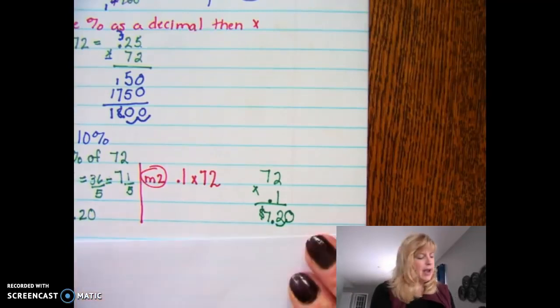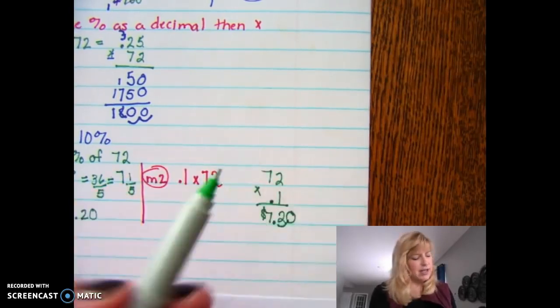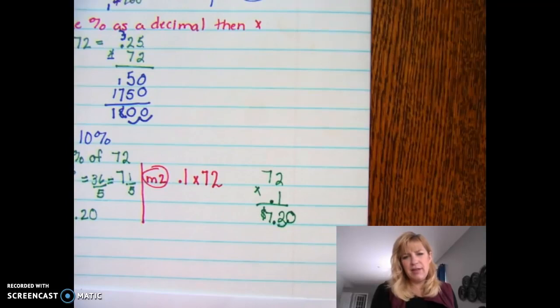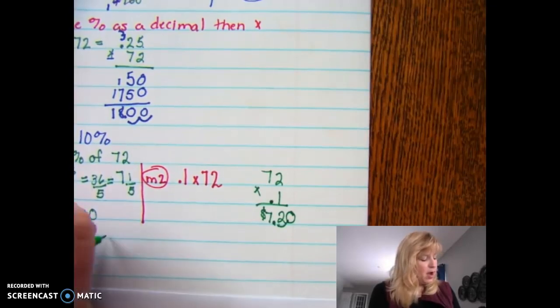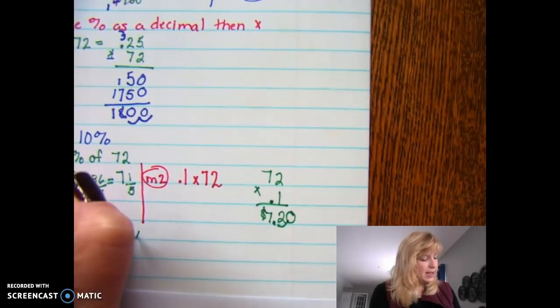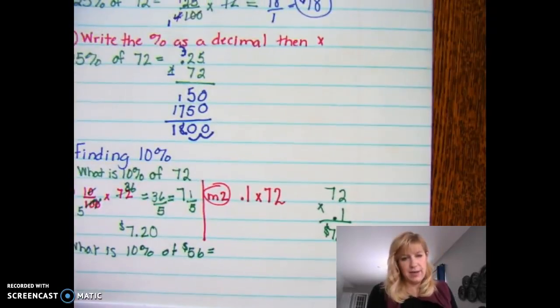So think right now in your head, I'm going to give you a number, tell me what 10% of it is, just using the pattern that you see happening right here. What if something costs $56? So my example is, what is 10% of $56? Go ahead and pause that video and then unpause it.